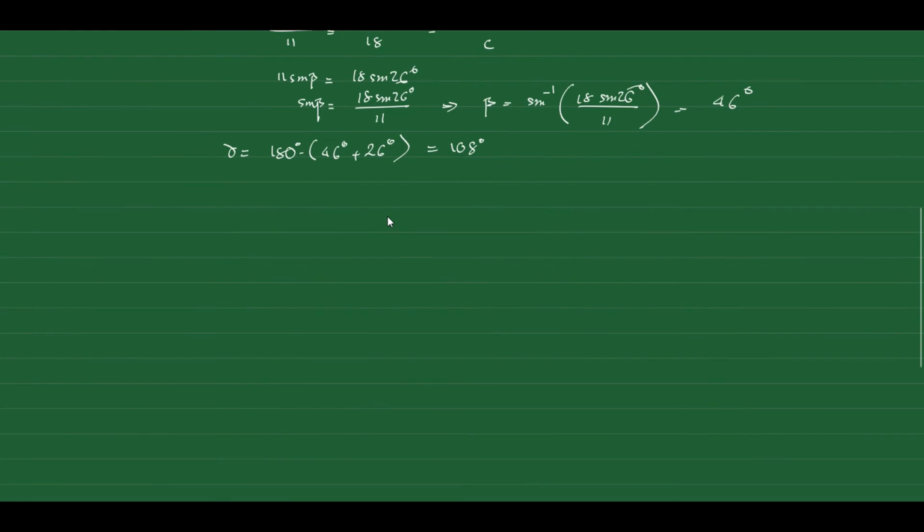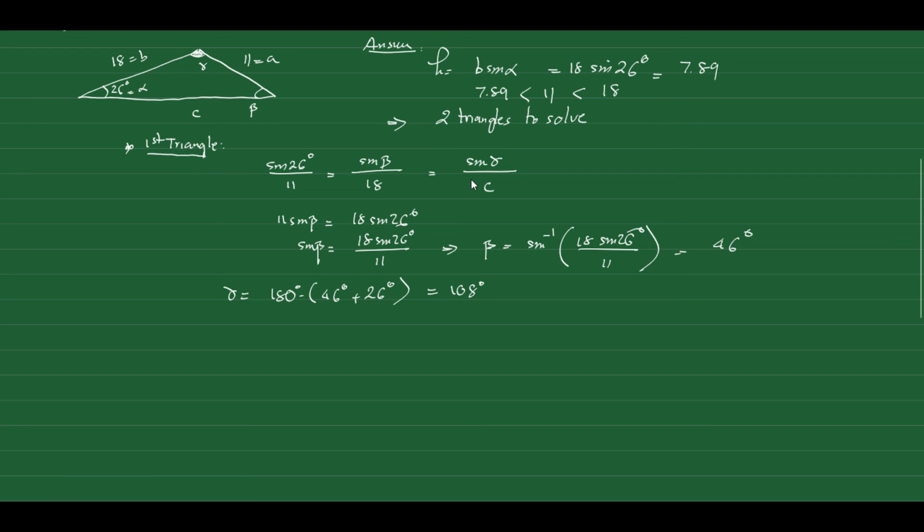Okay, that's gamma. So if you know gamma, we can calculate c, right? So c in this case: c over sine 46 equals 18 over sine gamma, 108. Alright, from this proportion, cross multiply. So here we can get c will be 18 sine 108 over sine 46. Alright, put it into the calculator. 18 sine 108 degrees.